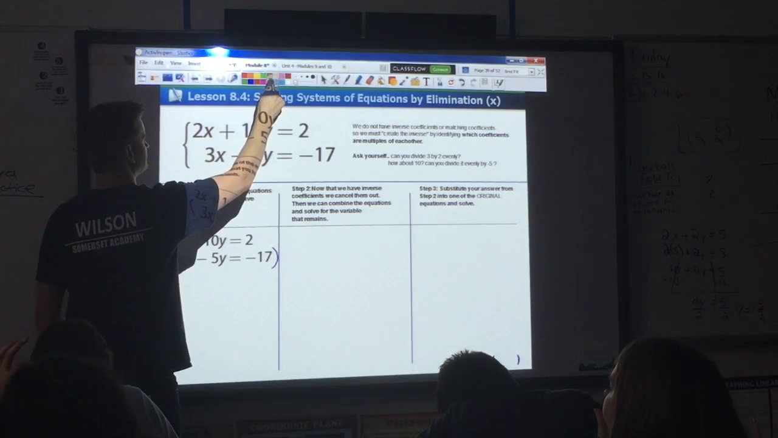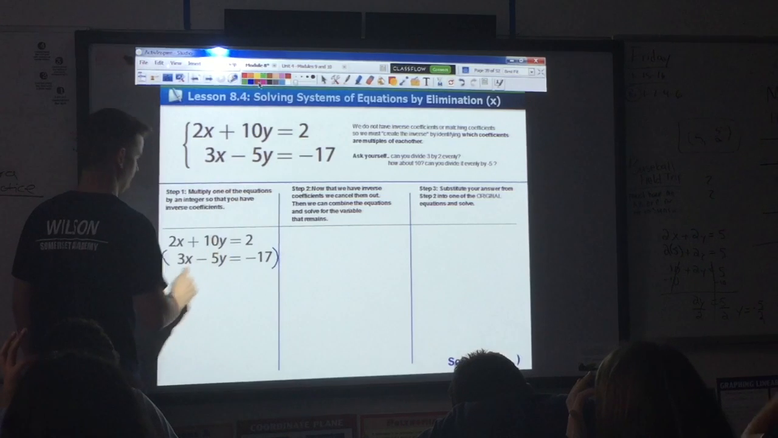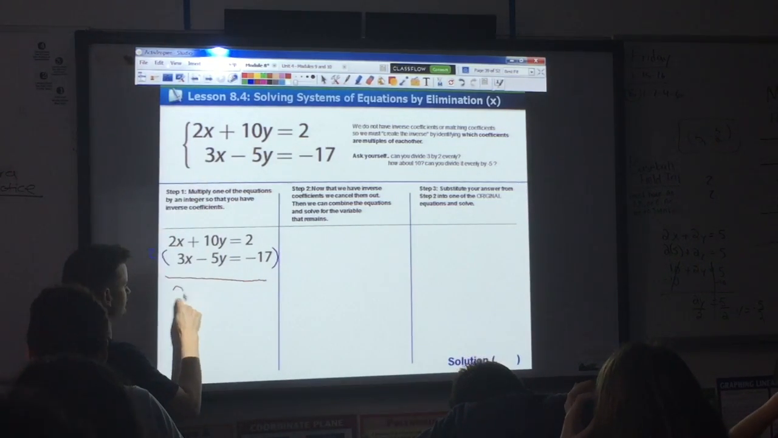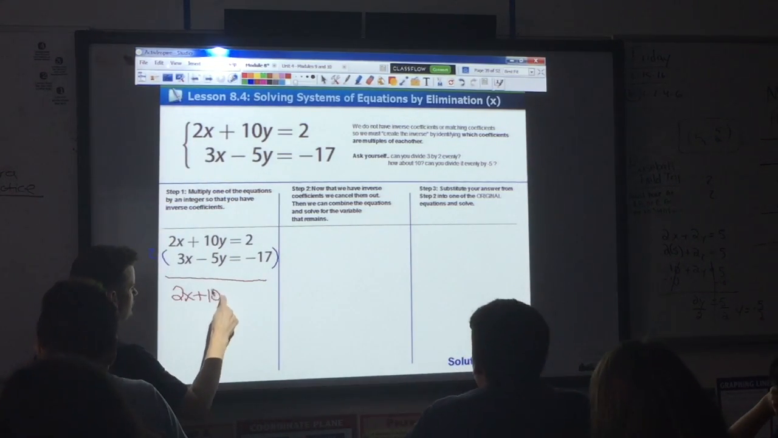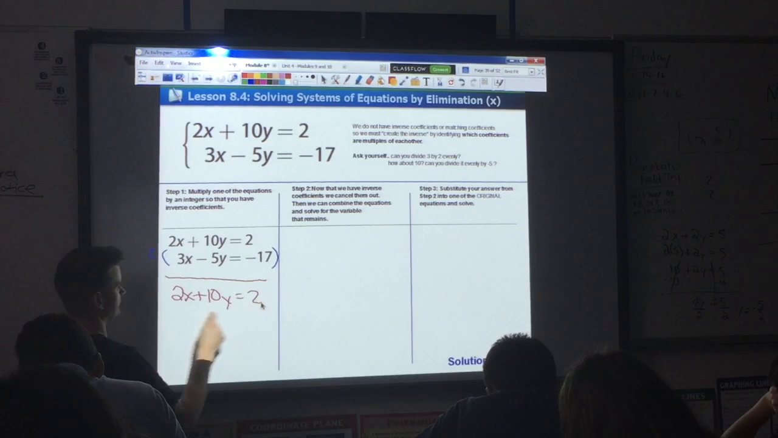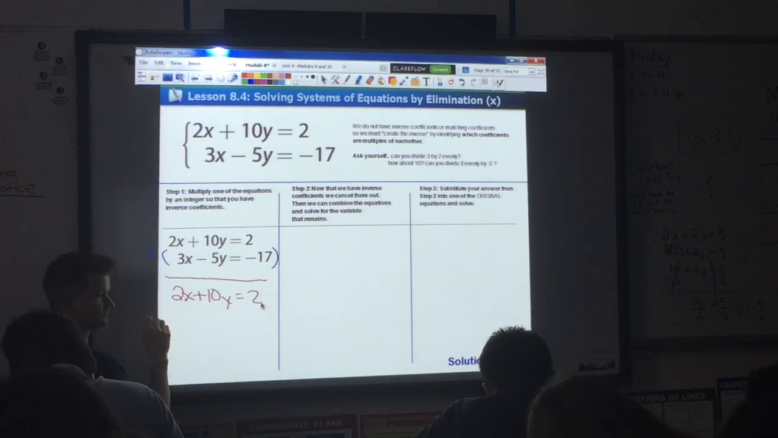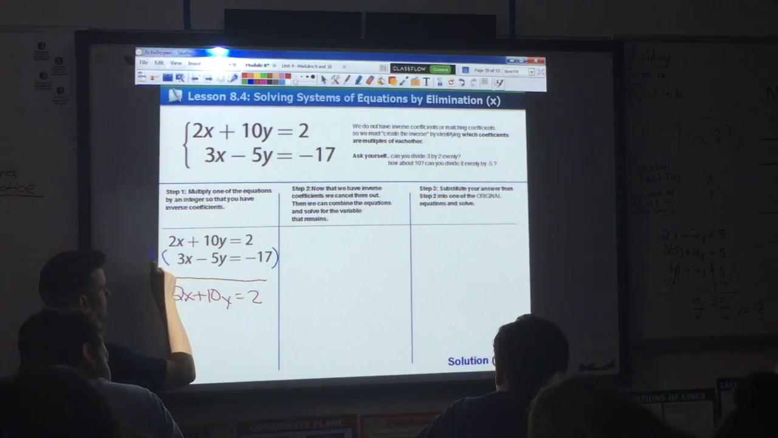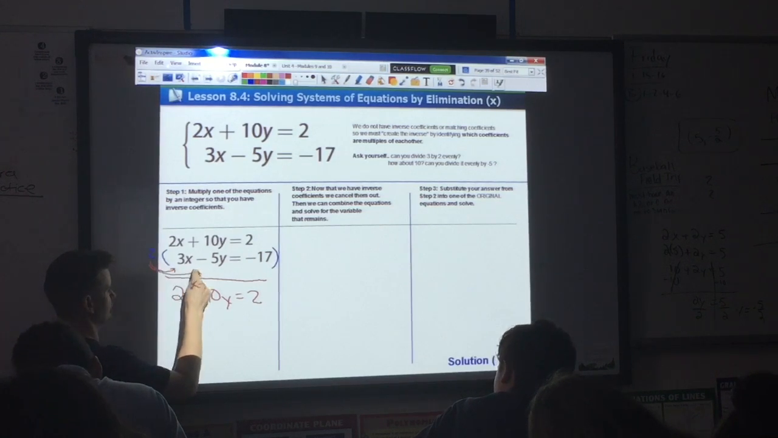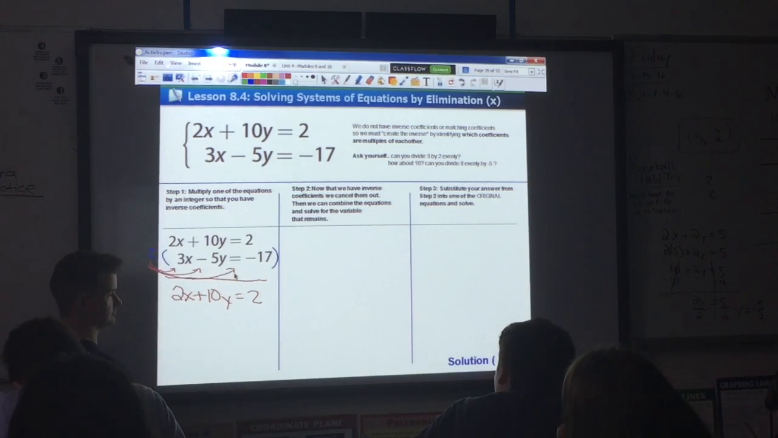Did anything happen to the top equation? No. So we'll just rewrite the top equation: 2x plus 10y equals 2. The bottom equation, you need to be writing. The bottom equation, I multiply every single term by 2.